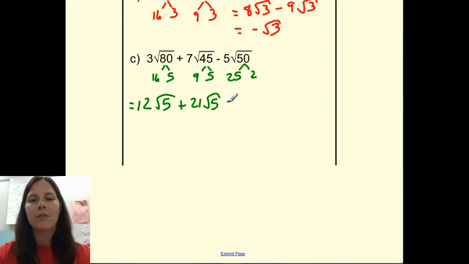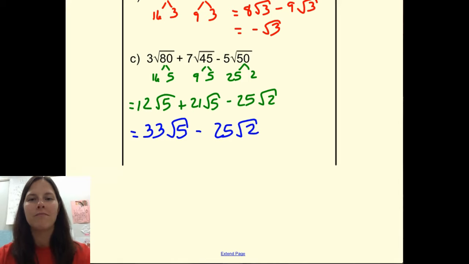Taking the square root of 25, I get 5. Multiplying by the 5, I get 25 times the square root of 2. Notice we have two like terms in this one, and that third term is unlike. So this would be like 12x plus 21x minus 25y. We cannot combine them all together, so I will add my like terms to get 33 times the square root of 5, and that 25 times the square root of 2 is on its own.